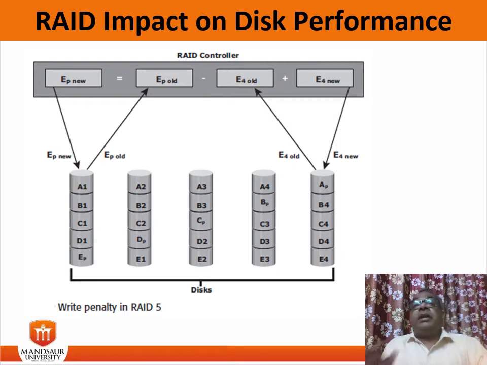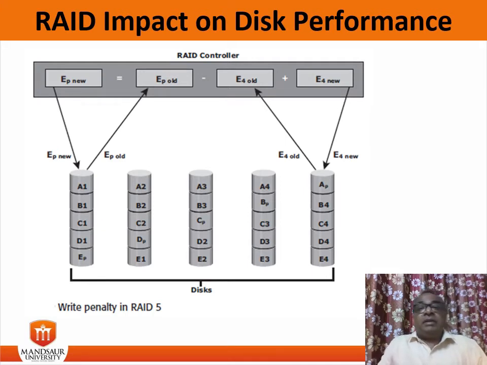In a RAID 1 implementation, every write operation must be performed on two disks configured as a mirrored pair, whereas in a RAID 5 implementation, a write operation may manifest as four IO operations. When performing IO to a disk configured with RAID 5, the controller has to read, recalculate and write a parity segment for every data write operation.